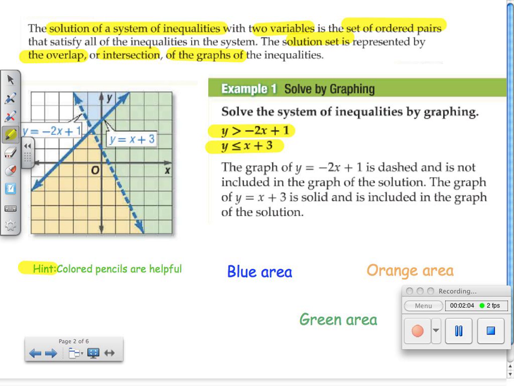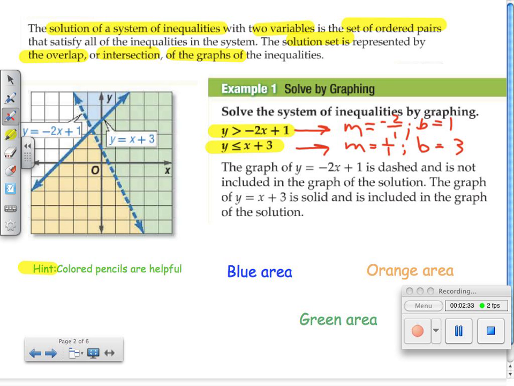Hence, it's a good idea to use colored pencils if you can. So what you'll do, as we've already learned, is graph this inequality. We can see that m, the slope, is -2/1, and b is 1. And in this one the slope is 1/1 and b is 3. And you can see that they've already graphed this for us.